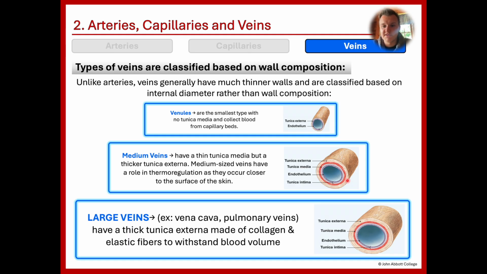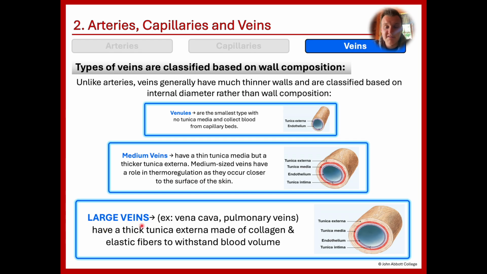Or the opposite is true, right? When we become very cold, right, these will try to constrict and not send blood to the surface of our skin, and that's why we get a bit pale, right? When we're cold, because that blood is trying to be conserved inside the body, and those medium veins will stop a lot of blood from going to the surface of the skin to keep it inside and keep our heat inside and thermoregulate.